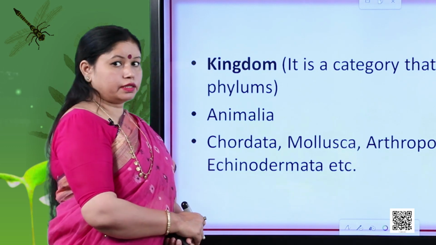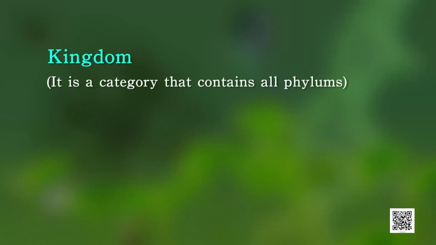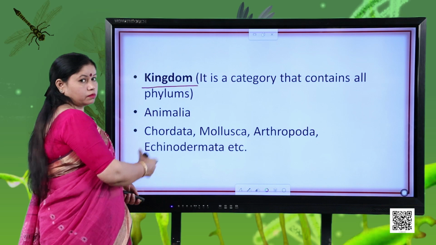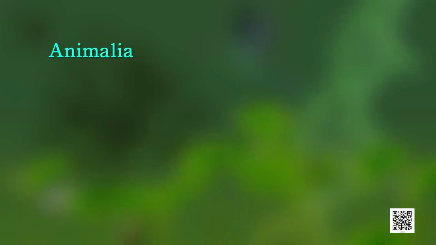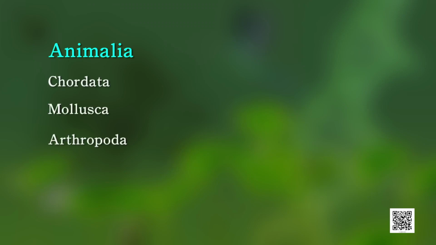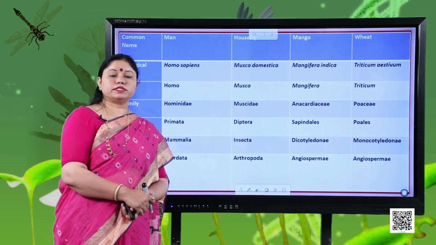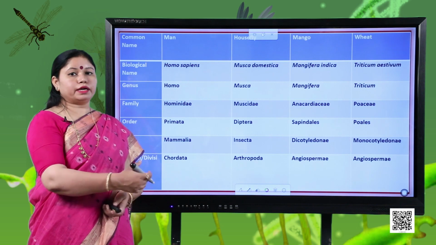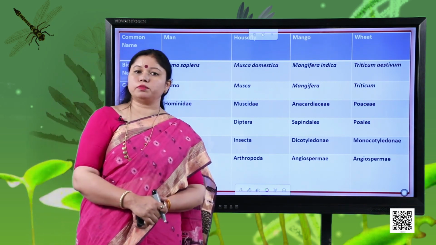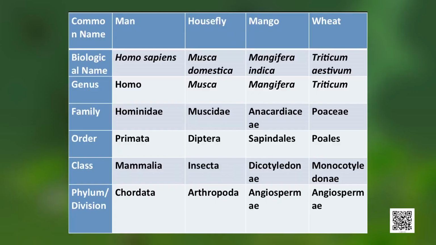Let us now discuss the most diverse group, kingdom. It is the category that contains all phyla, like kingdom Animalia. It contains all the phyla like Chordata, Mollusca, Arthropoda, Echinodermata, Protochordata, Hemichordata and many more. Let us take a few examples. We will discuss their common name, how they are classified, and the various taxonomic categories of these animals. Let us take a few examples and understand the different taxonomic categories to which they belong.